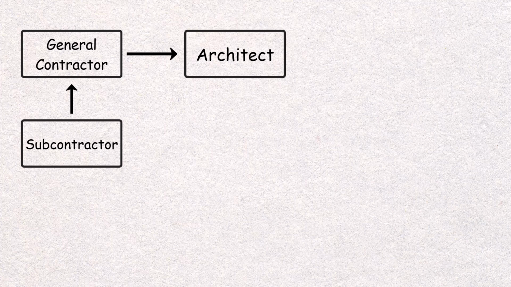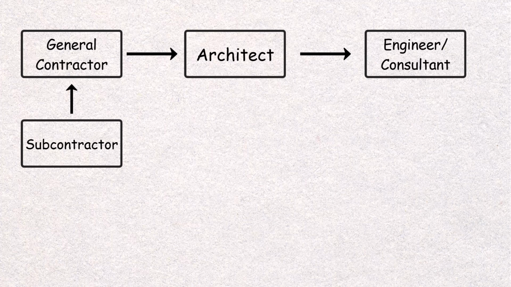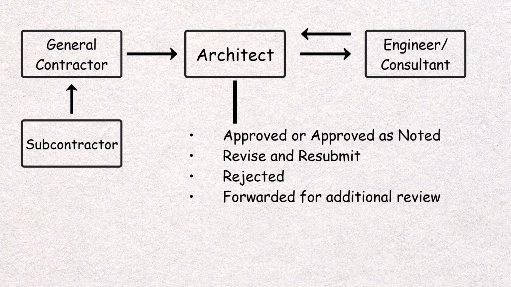Step 3. The architect reviews the submittal for compliance with the project's design intent. Depending on the complexity, it might be reviewed directly or forwarded to a consulting engineer, such as a structural or MEP specialist. Step 4. Consulting engineers provide technical feedback and return their review to the architect. Step 5. The architect compiles all input and formally responds with one of the following: approved or approved as noted, revise and resubmit, rejected, or forwarded for additional review.